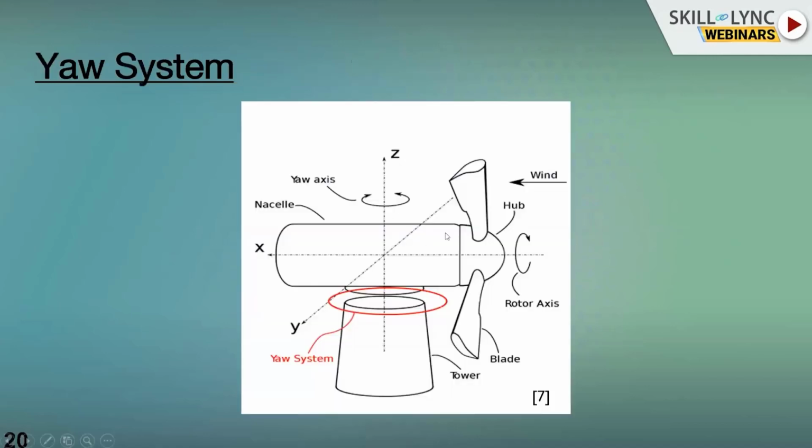This is the yaw system. I explained the pitching system. For the yaw system, they will provide the bearing here. The bearing is connected to the internal gear and the gearbox. Based on the wind direction, the wind vane will give the signal to the yaw system. The yaw system will rotate based on the wind direction. And this is the axis. The complete assembly is called the nacelle. The nacelle will contain the generator, gearbox, and the yaw system in between the tower and the yaw frame. This is the normal yaw system functioning.